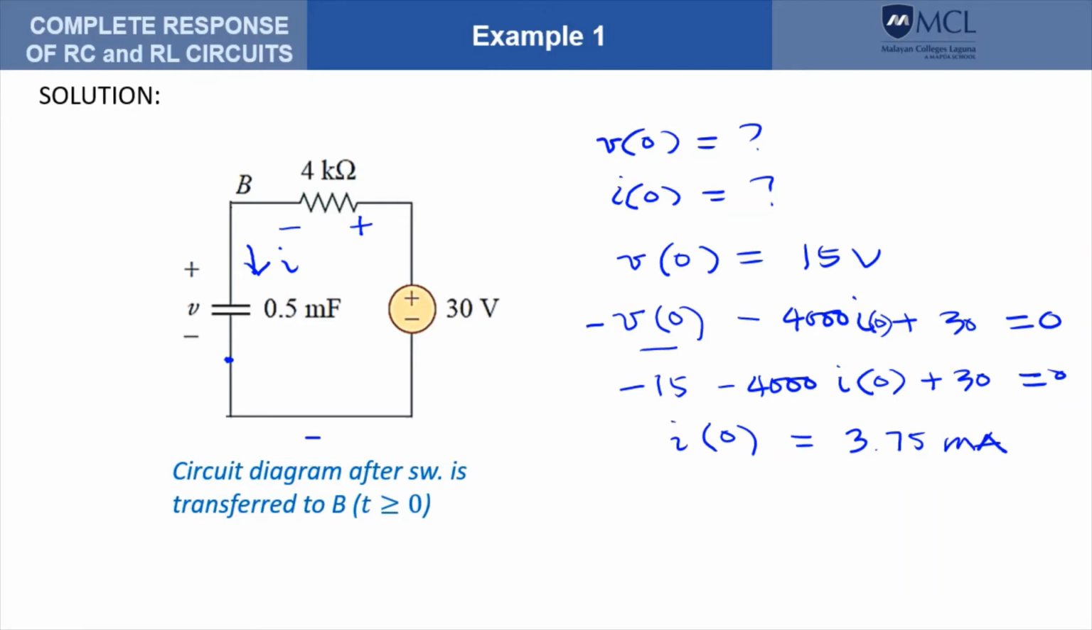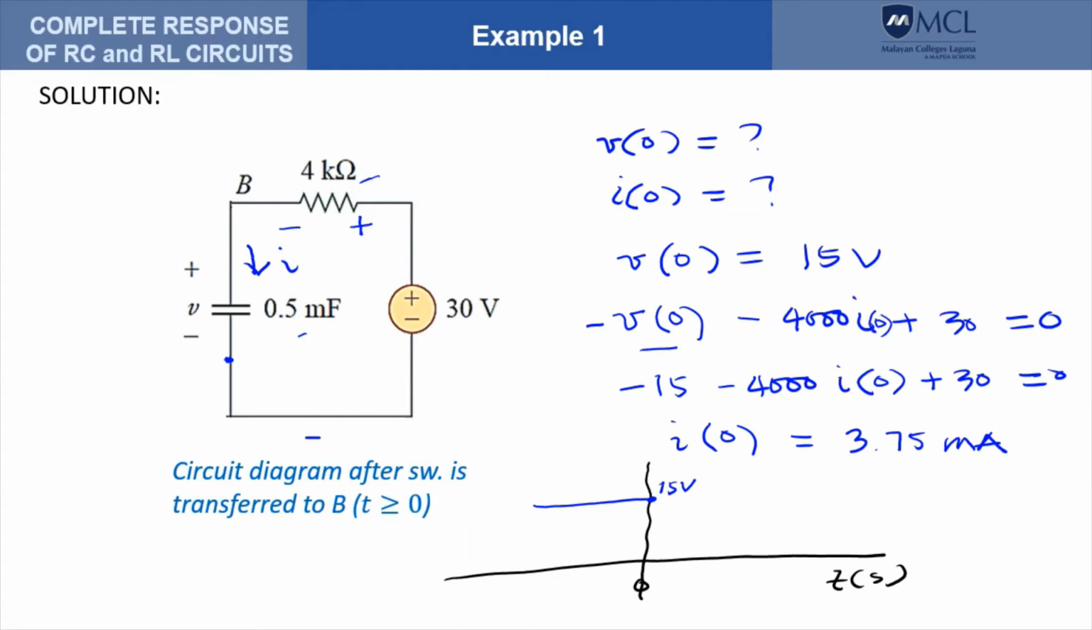If we are to plot the voltage and current of the capacitor, that would give us something like this. Let's say this is our axis and this is time here. So for the voltage at steady state, it is 15 volts. So this is 15. And then at t equals 0, it is still 15. And after that, it could either go up or go down, depending on the capacitance of the capacitor and the resistance here.